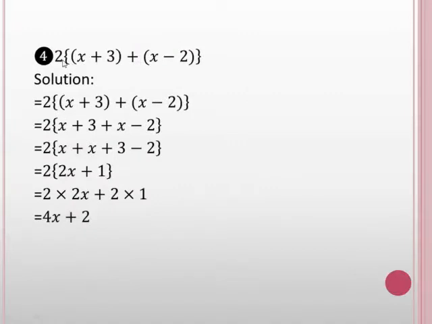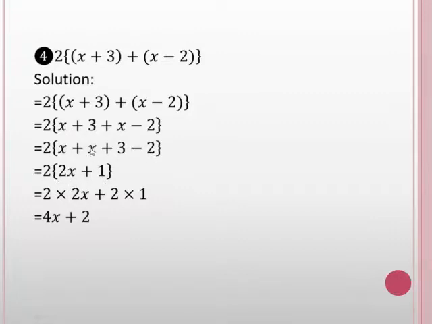Now there is question number 4, which is 2, curly brackets, then round brackets, x plus 3 plus x minus 2, then round bracket, then curly bracket. The solution starts here. Now students, firstly we remove these round brackets if there is no other possibility of solution inside the round brackets. So we remove these round brackets and we write x plus 3 plus x minus 2. Now we separate the like terms, which are x plus x is 2x, and 3 minus 2 is 1.